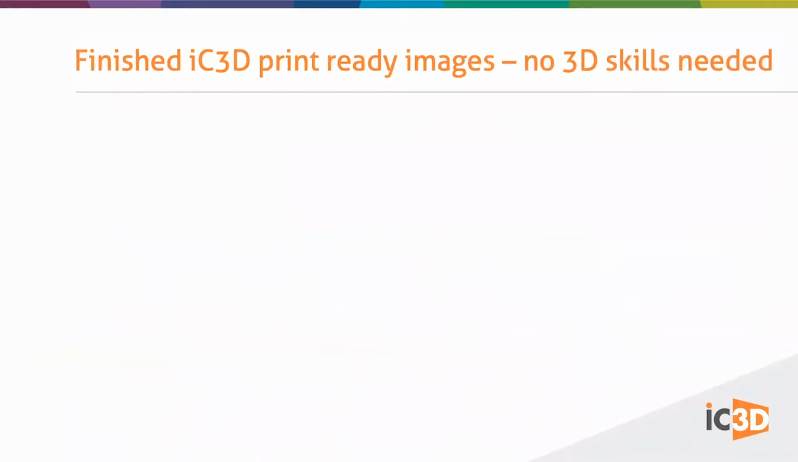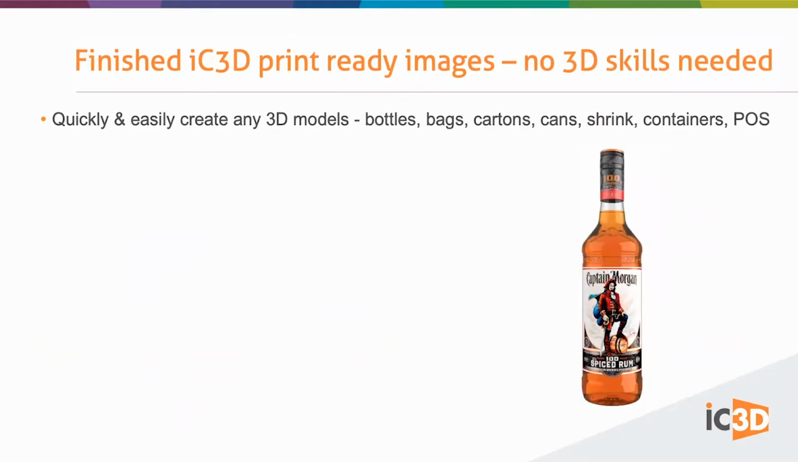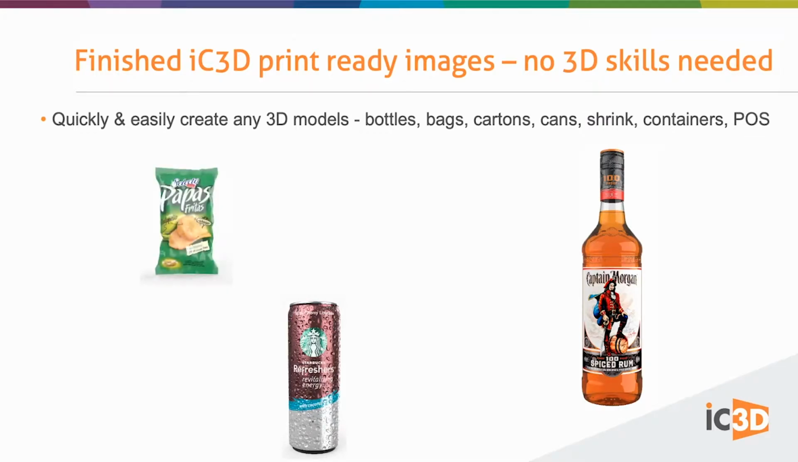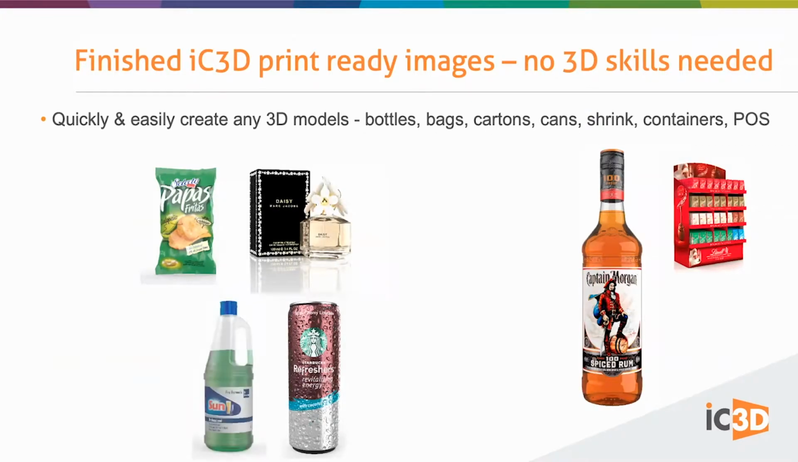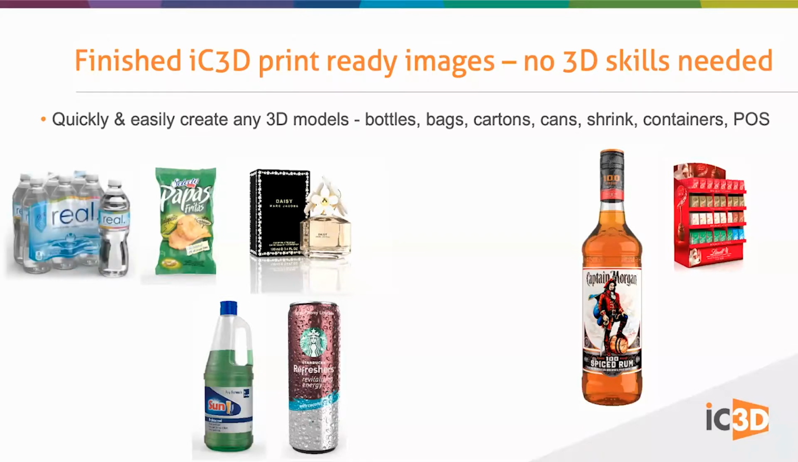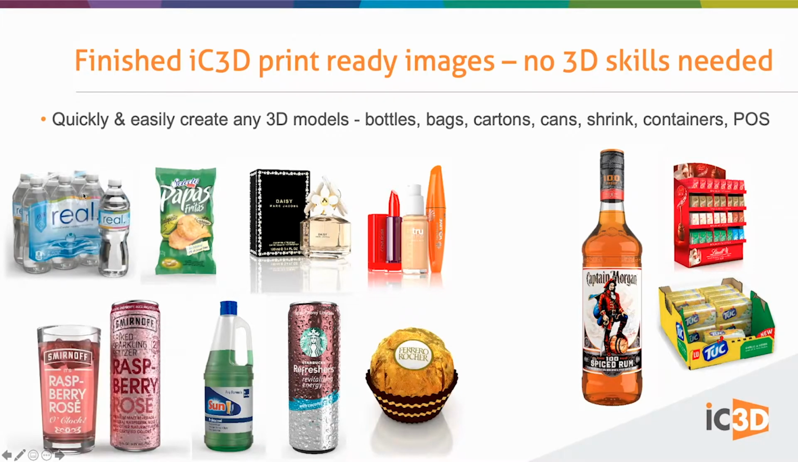Okay, so it just gives you an idea of where we sit and where our shrink tools might be used within that value chain. So finished print-ready imagery is what is produced out of iC3D, photographic quality imagery. It's quick and easy to create any 3D models. And as I said earlier, bottles, bags, cartons, cans, shrink films, containers, and point-of-sale items. All those examples, these little images that you see popping up on my screen now, have all been created using a range of tools within iC3D. Okay, and as you can see here on the far left, multi-pack of bottles with shrink film around the outside is what we're going to be focusing on today.